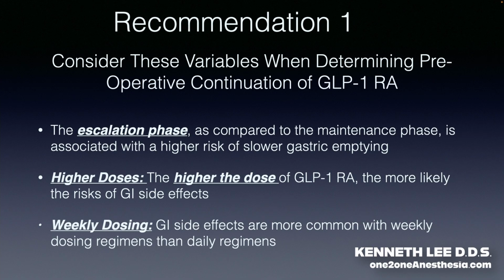Recommendation 1. The escalation phase, as compared to the maintenance phase, is associated with a higher risk of slower gastric emptying. Higher doses: the higher the dose of GLP-1 receptor agonists, the more likely the risk of GI side effects. For weekly dosing, GI side effects are more common with weekly dosing regimens than daily regimens.